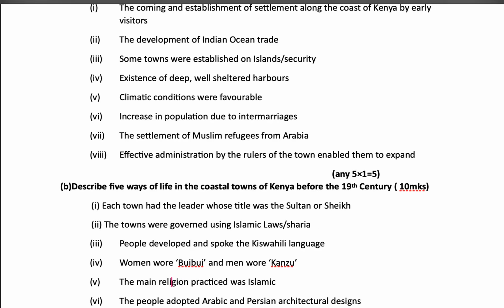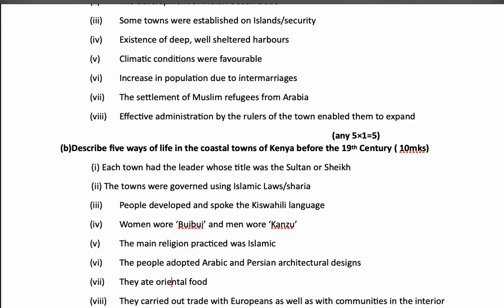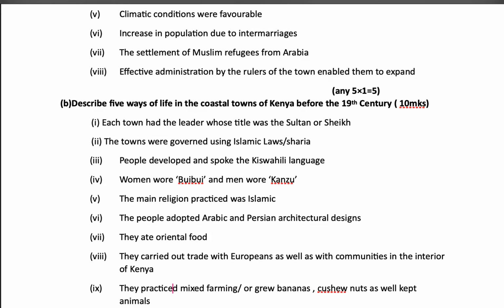Question 19b. Describe 5 ways of life in the coastal towns of Kenya before the 19th century. 1. Each town had a leader whose title was the Sultan. 2. The towns were governed using Islamic laws. 3. People developed and spoke the Kiswahili language. 4. Women wore buibui and men wore kanzu.